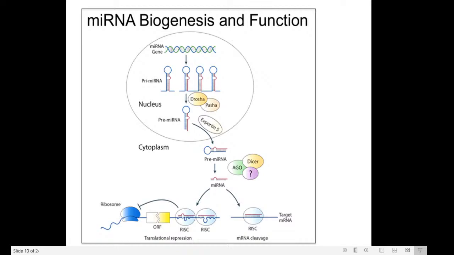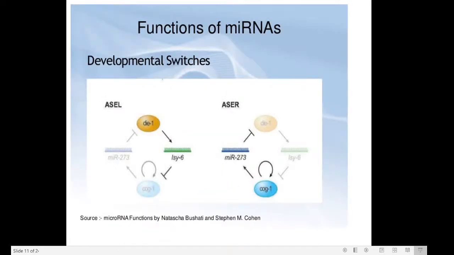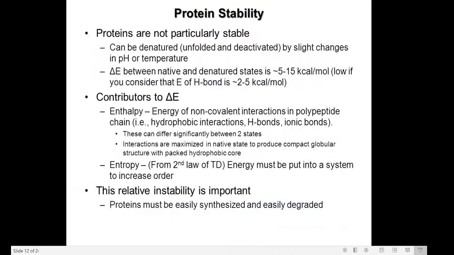The production of miRNA happens in the nucleus, and its function is in the cytoplasm. This is all the switching function. It also depends upon the process workflow, the protein stability. After the production of the protein, miRNA also helps in the production of protein.